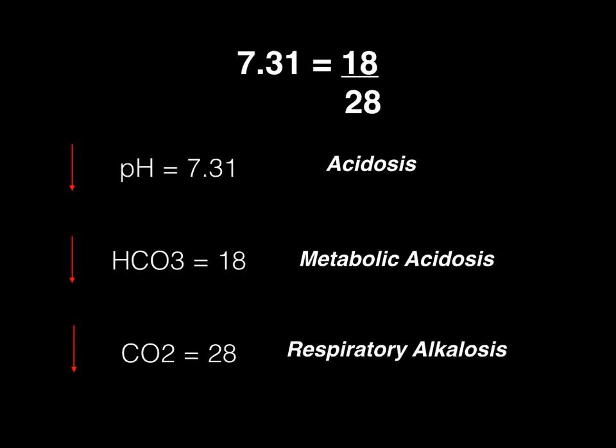So let's start with the pH. The pH is 7.31. I told you that when pH drops below 7.4, that's called an acidosis. So we name this an acidosis. Now we need to look at the numerator and denominator. The numerator is 18. Our bicarb is down. What happens to the number that an equation is equal to when you decrease the numerator? Well, it goes down. A decreased numerator means a decreased number that the equation is equal to. So we named the bicarb being 18 as a metabolic acidosis.